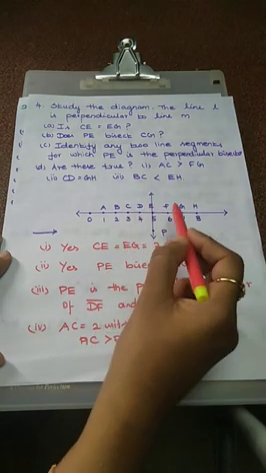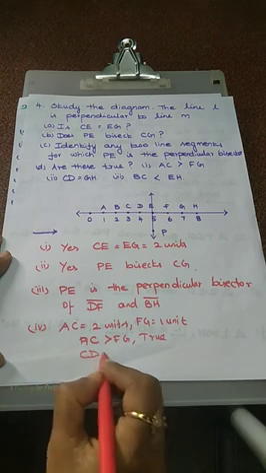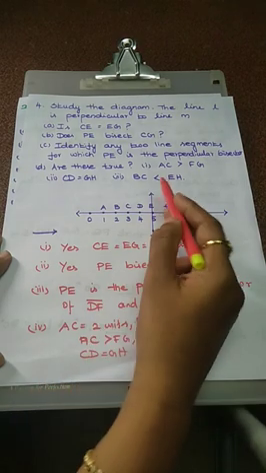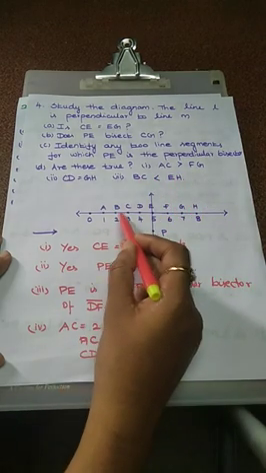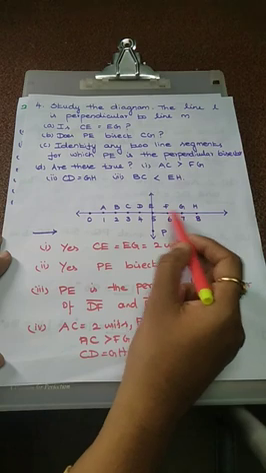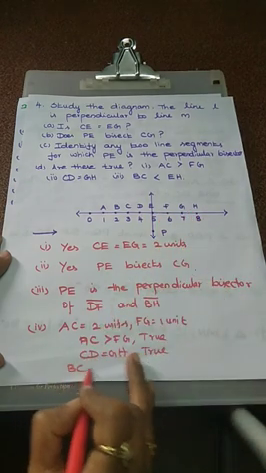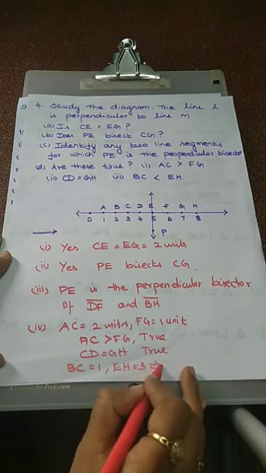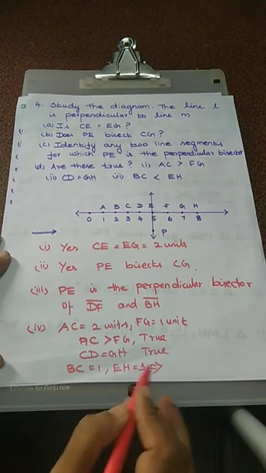Next one, CD equal to GH. CD value is 1, GH value is also 1. Yes, CD equal to GH. It is also true. And the third one, BC is less than EH. What is the BC value? That is 1. And the EH value is 1, 2, 3. BC value 1, EH value 3. What is our question? Last subdivision, BC is less than EH. Yes, it is true.